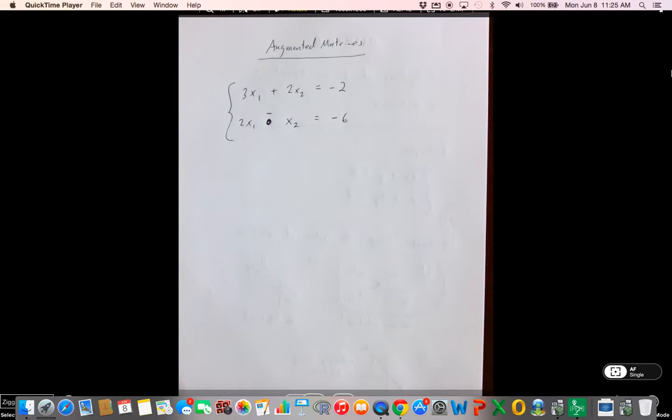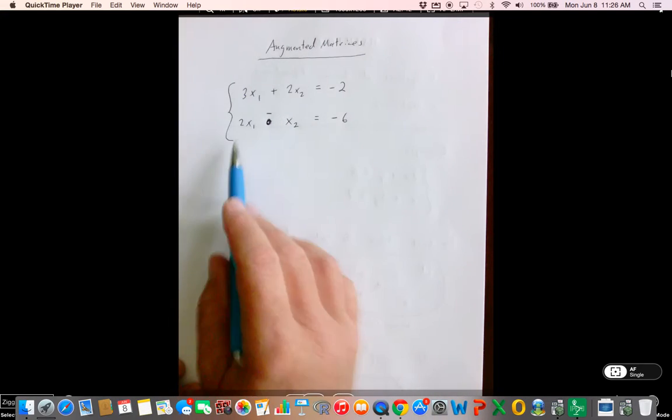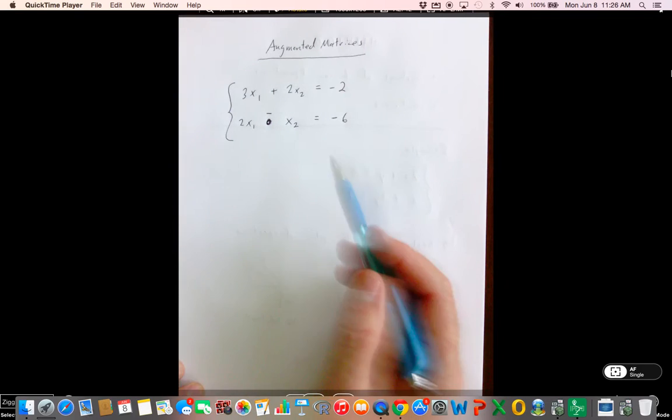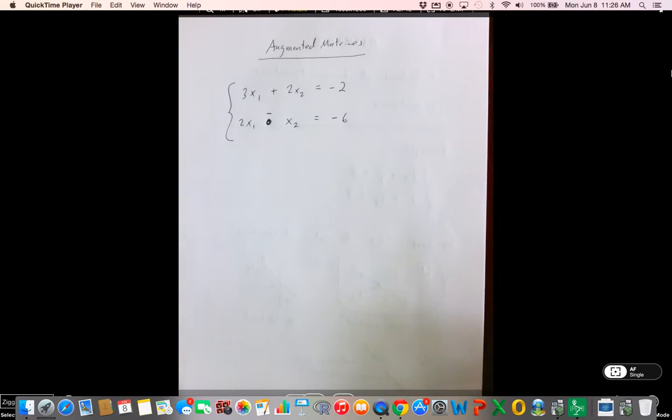Now I've messed things up a little bit here. Instead of using x's and y's, I used x1 and x2 for a reason. Excuse me, I know that sounds like a bear or something coming through. I'll clear my throat. But the reason I'm doing this is not to confuse you, but just to show you that this sometimes happens.